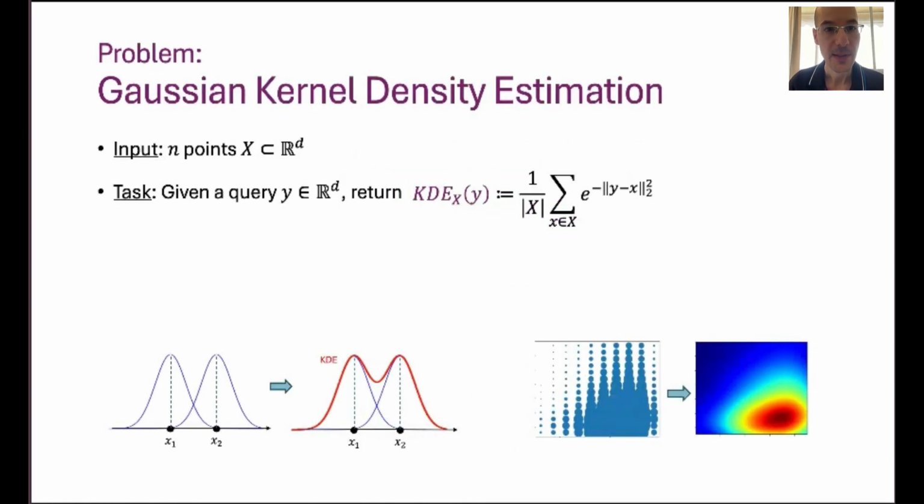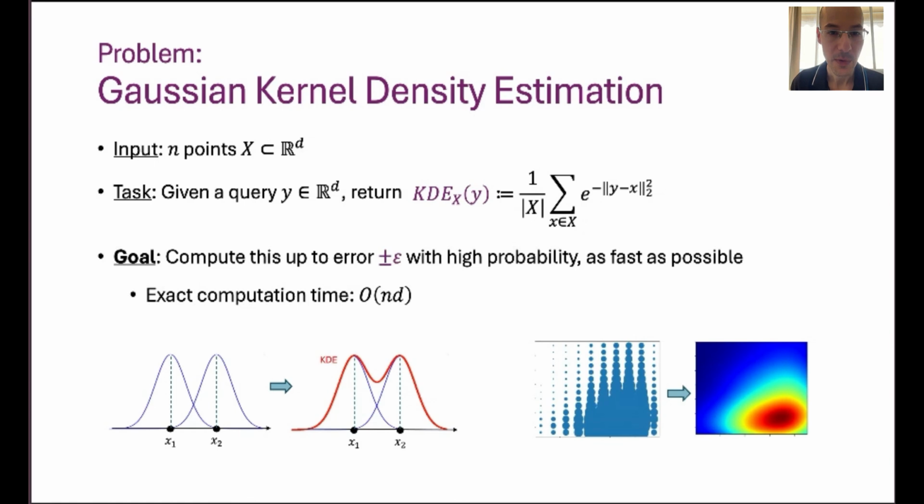The main problem we focus on is Gaussian kernel density estimation. The input is n points in R^d, and our goal is to take a query y and return an estimate of its KDE, which is the average of its Gaussian kernels with each one of the points in X. This means we put a Gaussian centered at each point in X, and our goal is to estimate the density of y in this mixture of Gaussians, and we want to do this up to error plus minus epsilon with high probability as fast as we can.